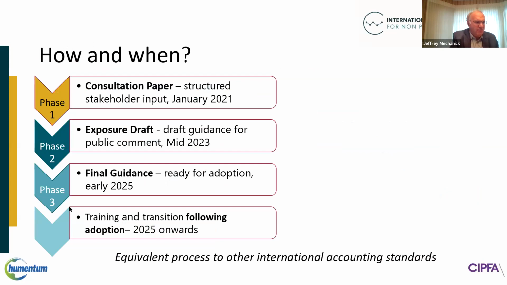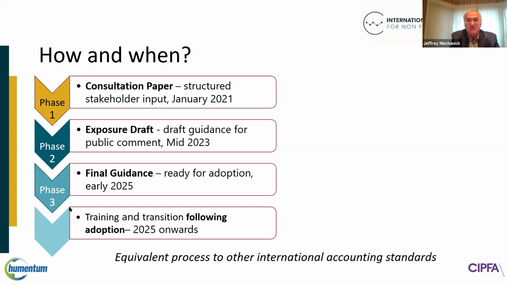Now, we've looked a bit at the why this project is important, clarified what the project will achieve, and who the project partners, stakeholders, and advisors are. Now we'll get an overview of the how and when by looking at the phases and timelines. The project is a 3-phase process equivalent to all other standard setting processes. Phase 1 is the consultation phase, and the key output is a consultation paper that presents questions for structured input from stakeholders. And we'll talk more about this consultation paper later on in this meeting.